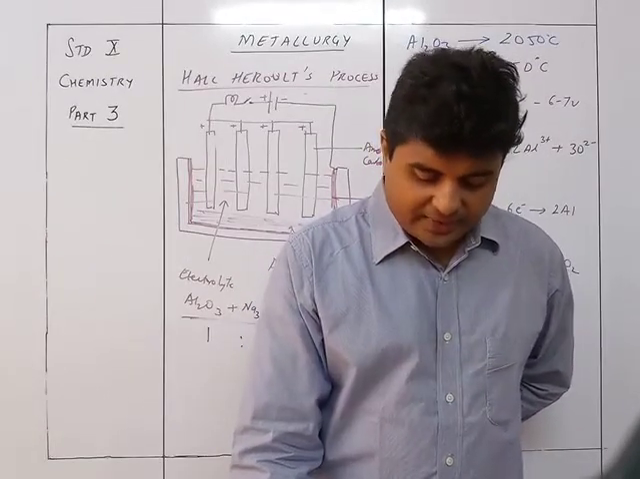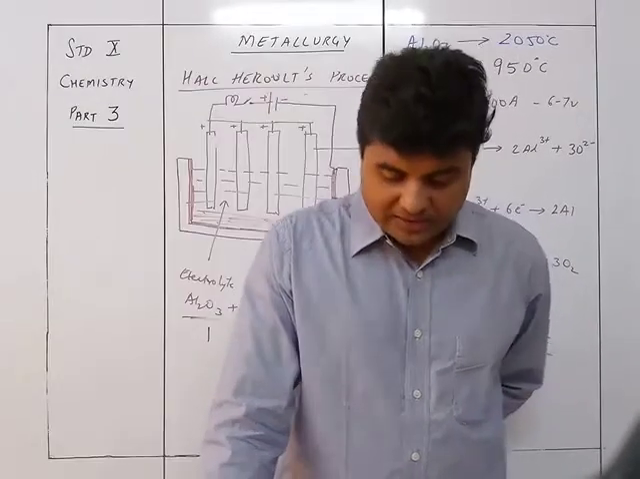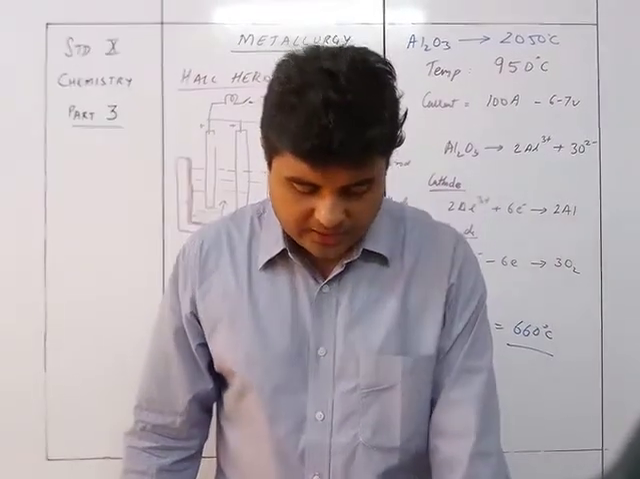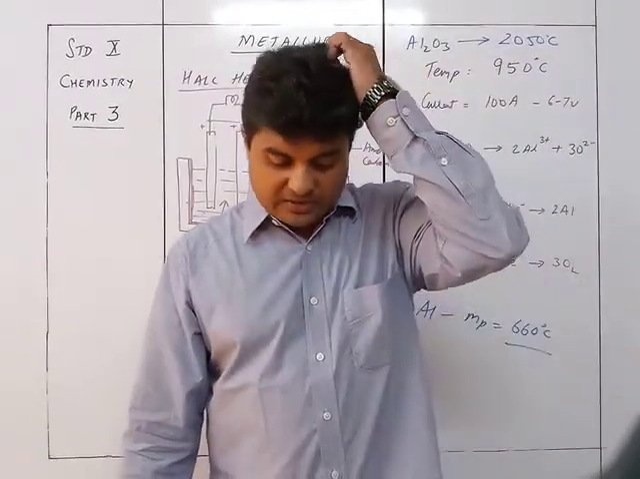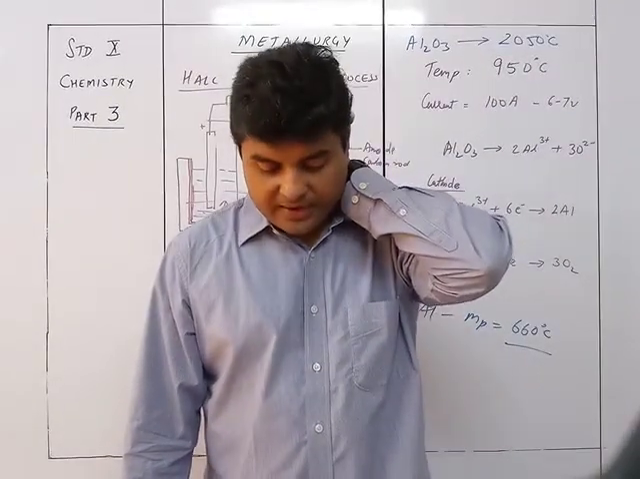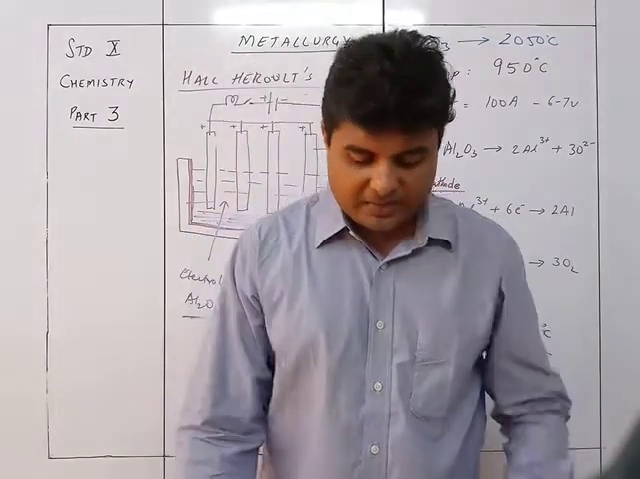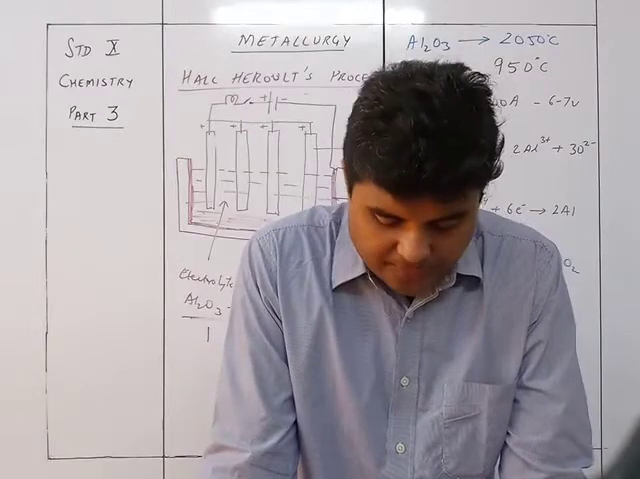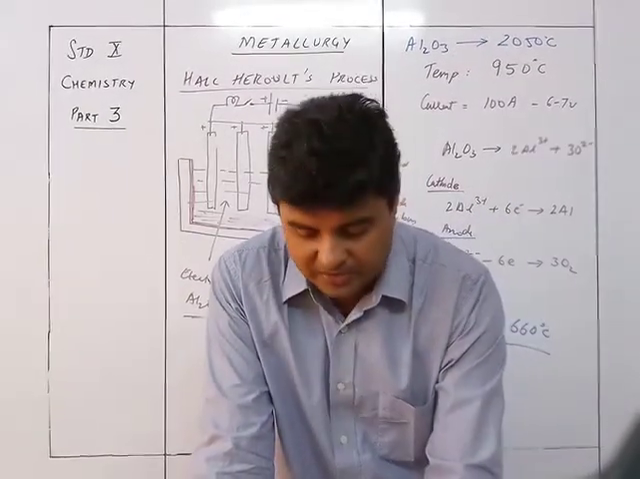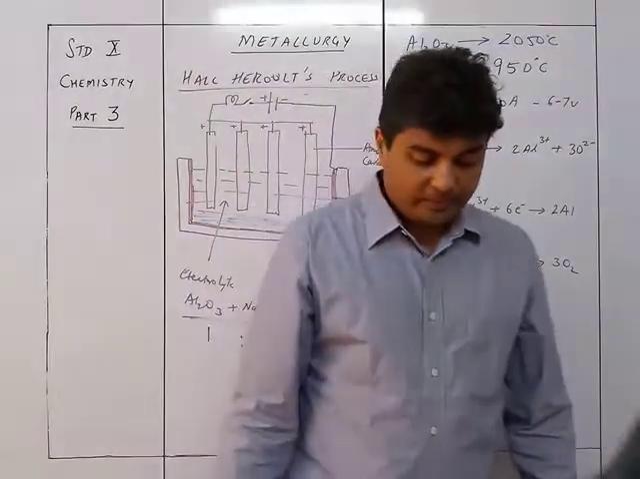Then comes the electrolytic reduction. Al2O3 will give you Al3+ plus O2-. Al3+ plus 3e- gives you Al, and O2- minus 2e- gives you O2. And refining: electrolytic reduction process gives about 99% pure Al, which can be further refined by Hoope's process to give 99.9% pure aluminum. So this was the extraction of the aluminum.